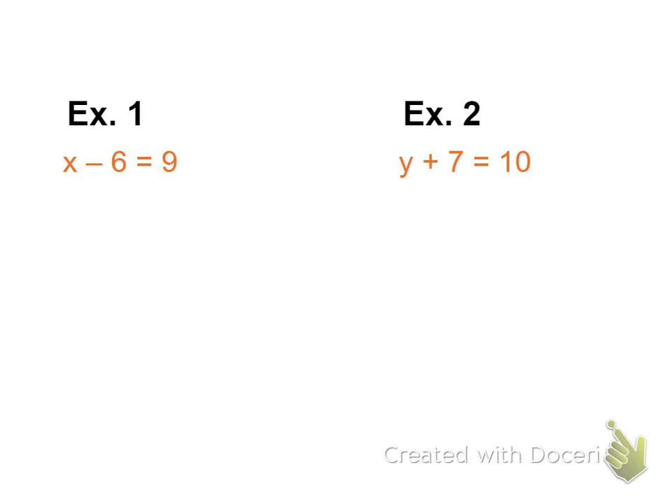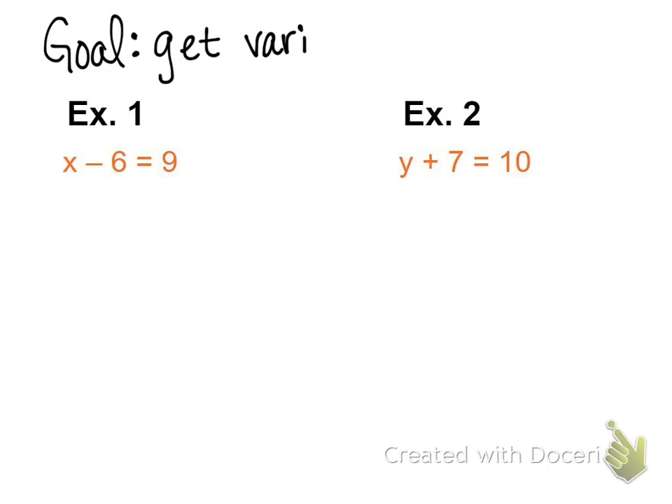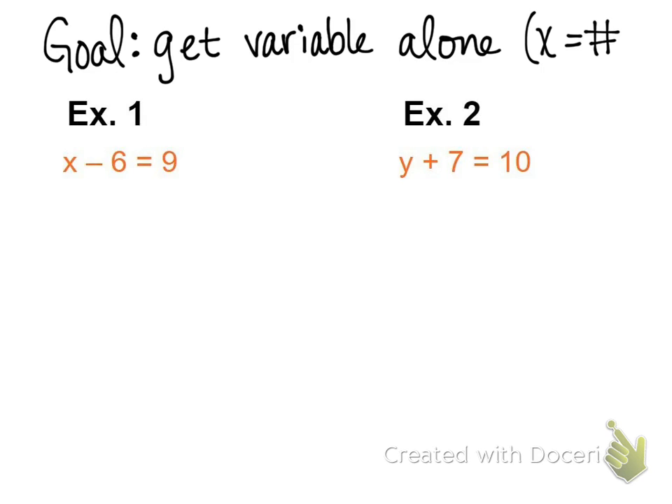If you want, you can write at the top that our goal here is to get the variable alone. So, for example, you want it to just be x equals some number, or whatever the variable is. So when we're solving equations, that is our goal. What the last slide went through is kind of some steps to help us with that.